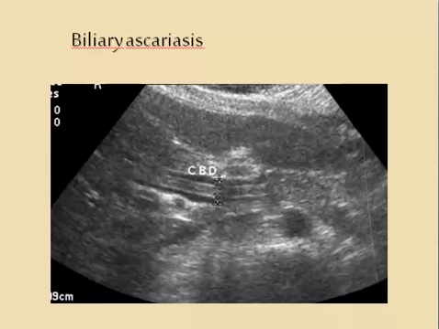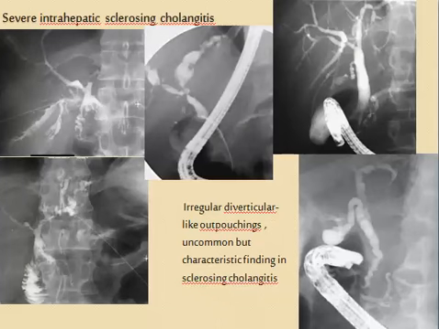Ascarids in the common bile duct, common bile duct ascariasis. Irregular diverticular-like outpouching or beading. Segments of narrowing alternating with segments of dilatation. This is a characteristic finding of sclerosing cholangitis.